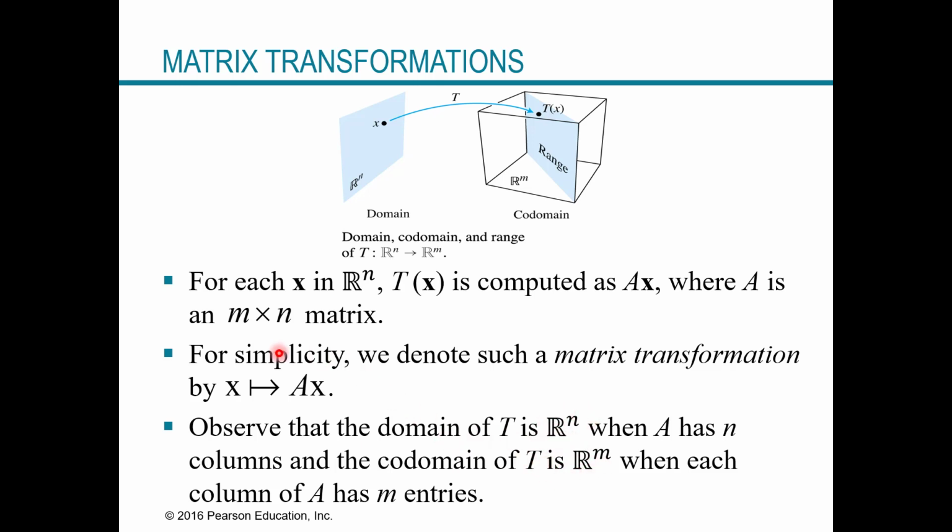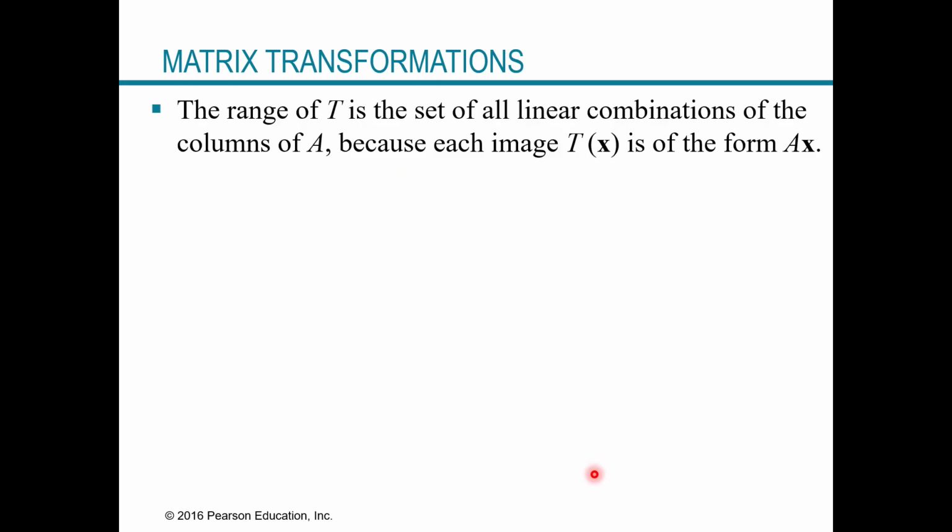So let's put some numbers on there. Let's say the matrix was a 2 by 3. Okay, so 2 rows, 3 columns. Then your domain is R3, or 3-dimensional space, or vectors with 3 entries. And then your codomain is Rm, which would be R2, or 2-dimensional space, or 2 entries. All right, then the range of T is a set of all linear combinations of the columns of A. And that's just because the image from x, so when you say x is transformed by multiplying it by A, is of the form A times x.